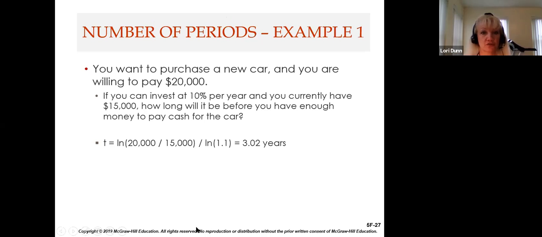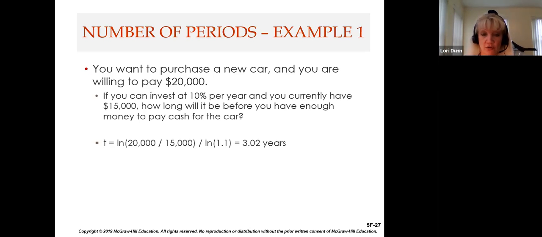You want to purchase a new car, and you are willing to pay $20,000. You can invest your money at 10% per year, and you currently have $15,000 to invest. How long will it take your money to accumulate from $15,000 to $20,000 at that 10% interest rate?